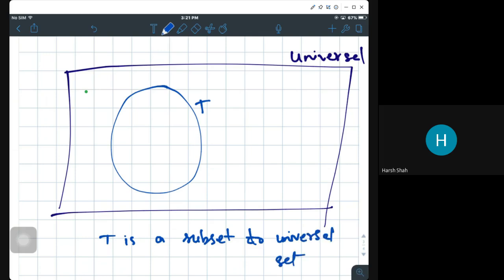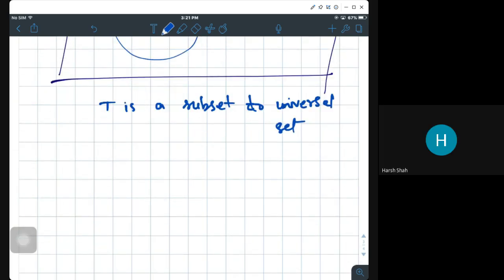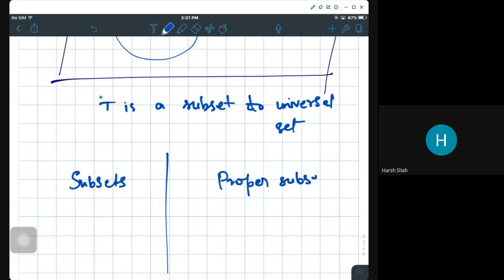Is this fine up till now? Yes, absolutely. Now then we have two terms. One is subsets, other is proper subsets.